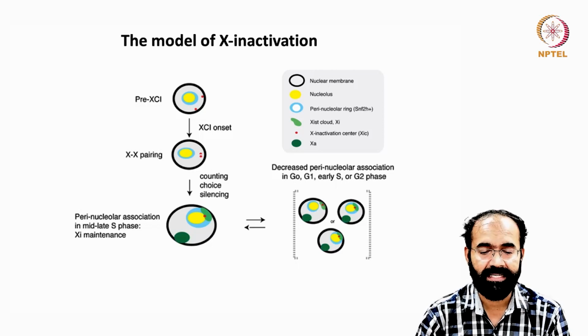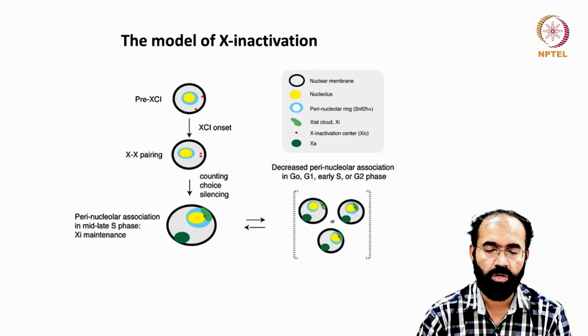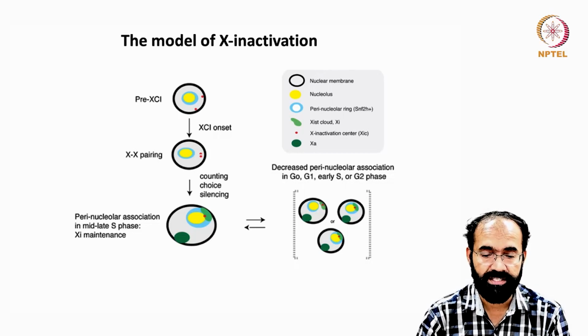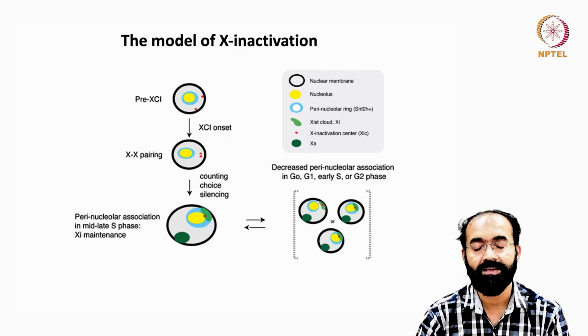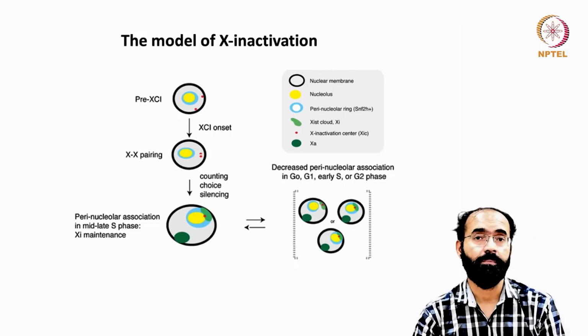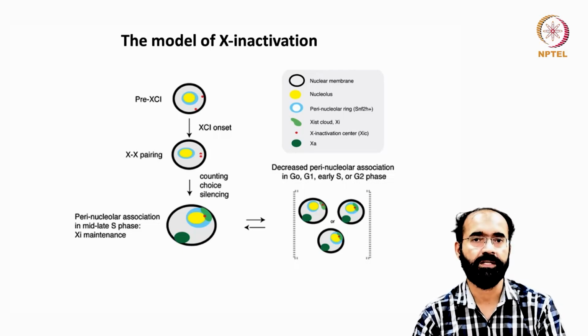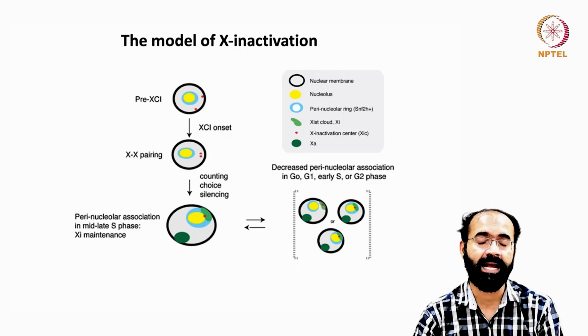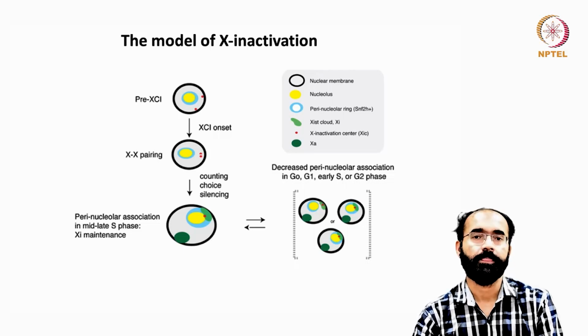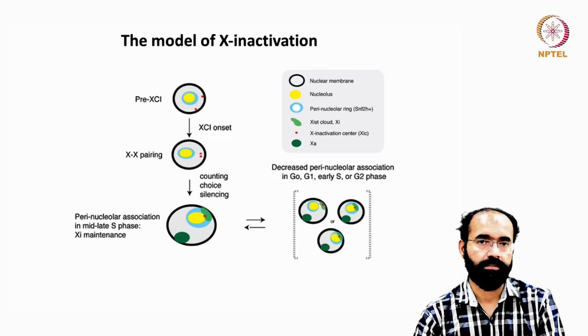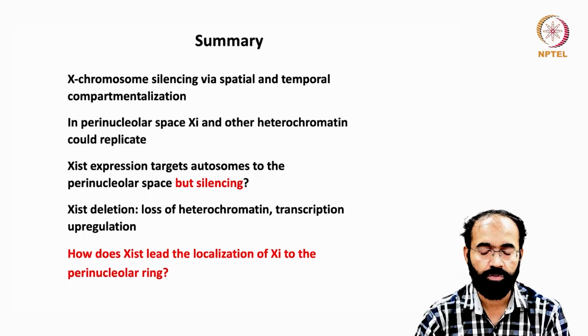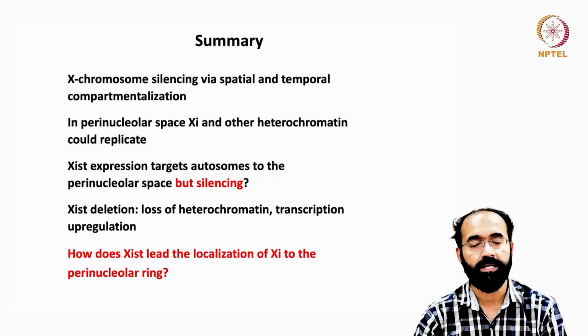So what happens later is decreased perinucleolar association in G0, G1 and early S phase or G2 phase can be seen. So eventually they will have decreased perinucleolar association, because this is required for the division process, for the further replication. Even an inactive X chromosome has to be allowed to divide, because it has to unpack by late S phase. It has to be given a choice to divide.